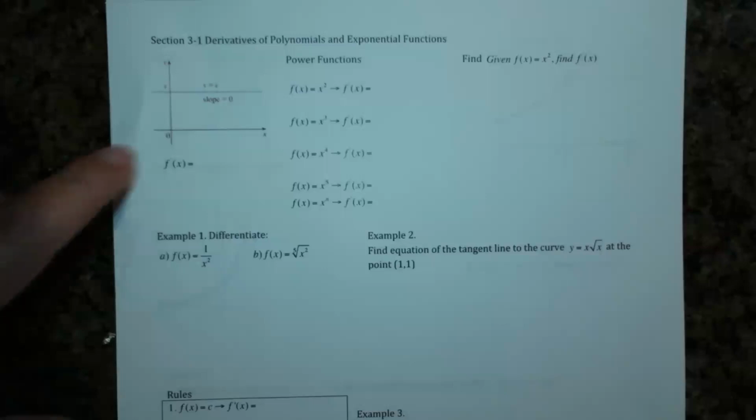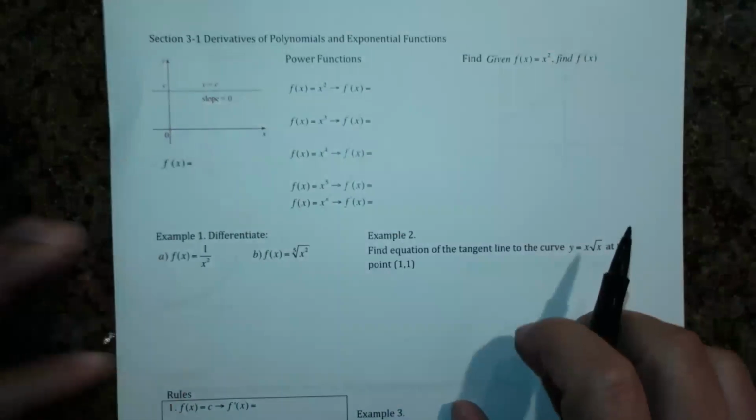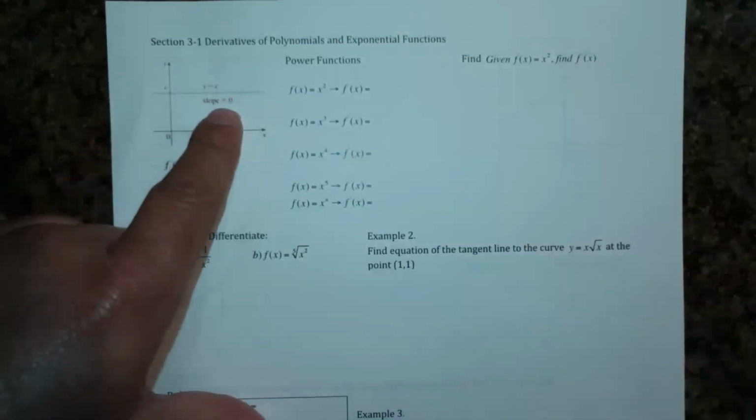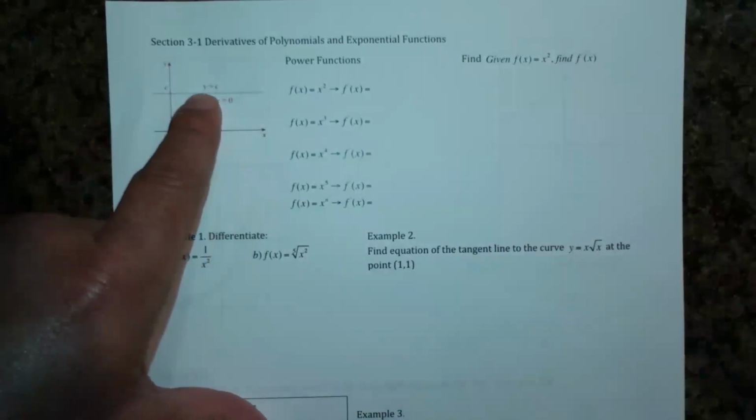Welcome back, everyone. We are starting chapter 3 today, and finally we can actually do some calculus. For those of you that remember calculus, we're going to actually get to do that. So I want to point out that when we're talking about the first derivative, we're talking about the slope of the tangent line. And you can see it's a horizontal line when the slope is equal to 0, meaning y is equal to a constant.